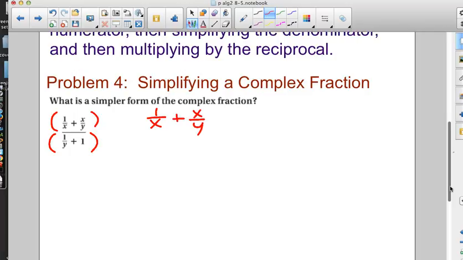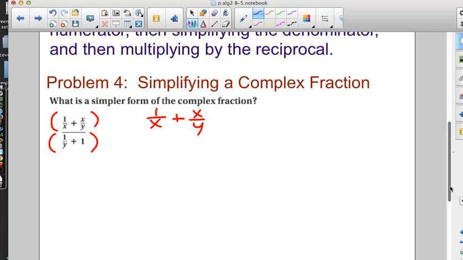The other part that's really cute is notice they're not having us give restrictions on the domain anymore. They're like, this is enough. Don't worry about the restrictions on the domain. We'll take care of that another time. What's your LCD for these two? Just these two, x and y.